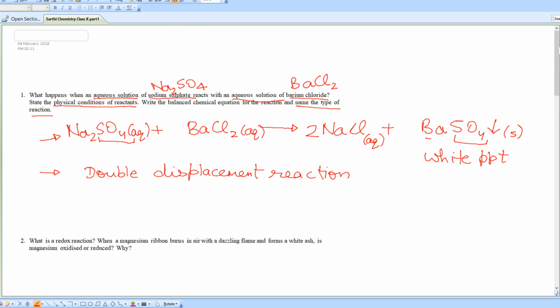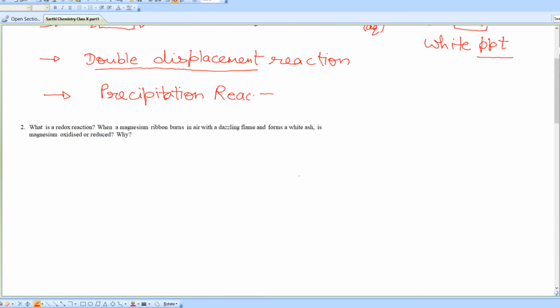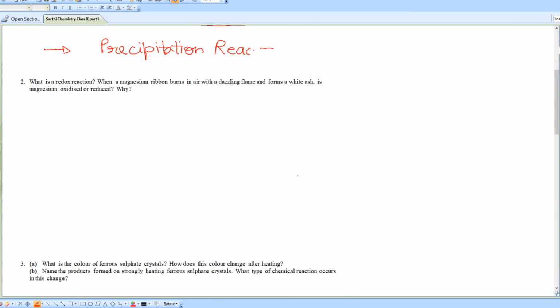And one amazing thing here is that when in a double displacement reaction one of the products formed is in the form of a precipitate, then the reaction is known as a precipitation reaction. A precipitation reaction is a double displacement reaction in which one or more products form a precipitate. So for the type of reaction you can write either double displacement reaction or precipitation reaction.